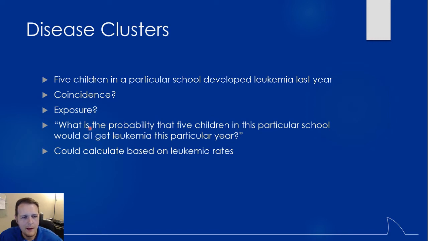And some people might ask the question, well, what's the probability that 5 kids in a particular school would all get leukemia this particular year, right? And you can figure that out based on leukemia rates, right? You could look at pediatric leukemia rates and figure out, well, what's the actual likelihood that in a given school of X many kids that 5 of them are going to end up getting leukemia at that same time.